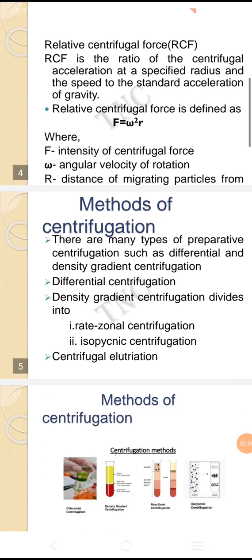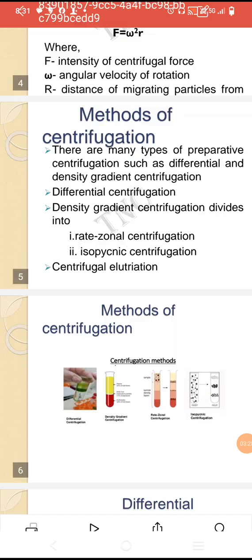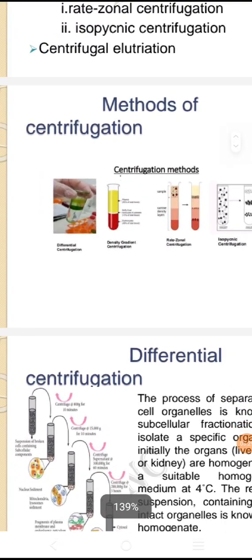What are the methods of centrifugation available in this technique? There are many types of preparative centrifugation, such as differential centrifugation and density gradient centrifugation. Density gradient centrifugation divides into two: rate zonal centrifugation and isopycnic centrifugation. The third one is centrifugal elutriation. So we can see the centrifugation methods here.